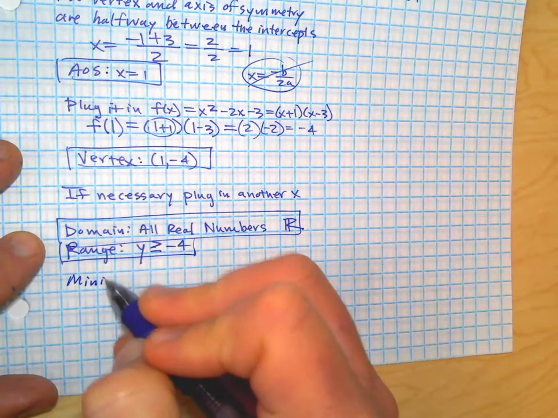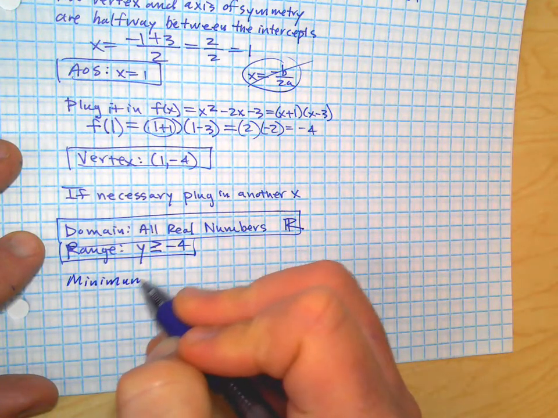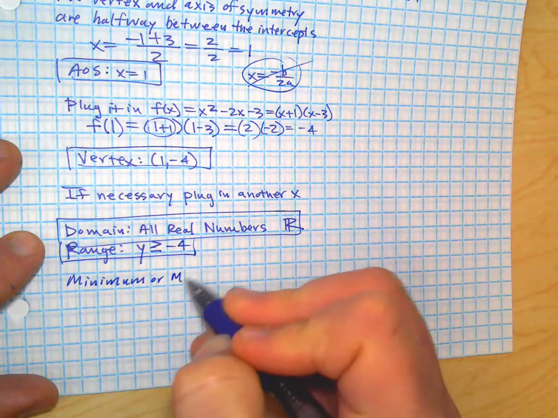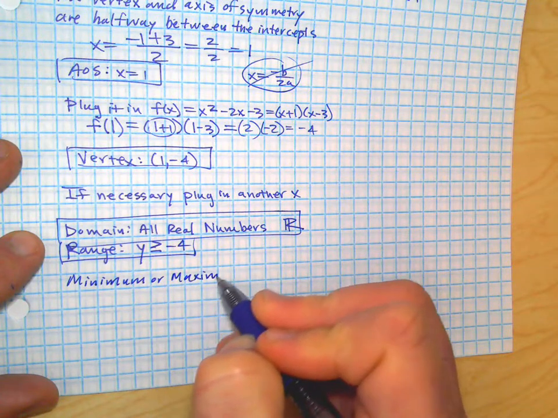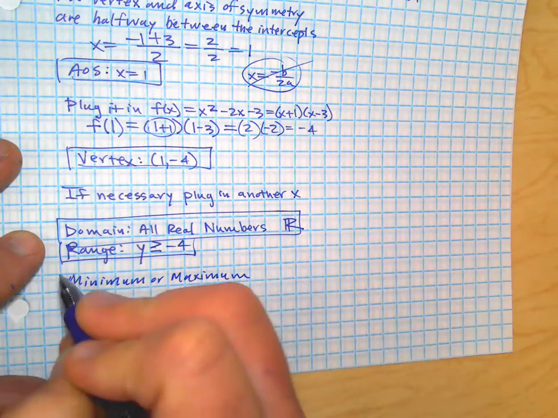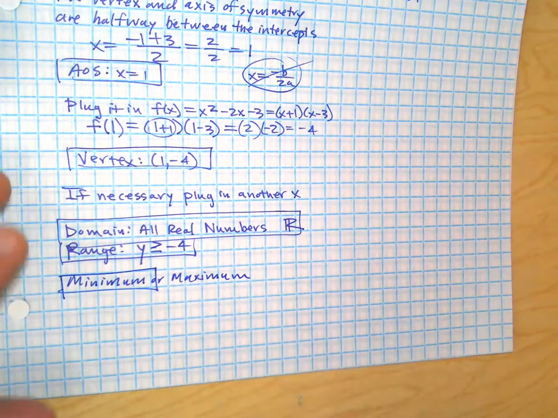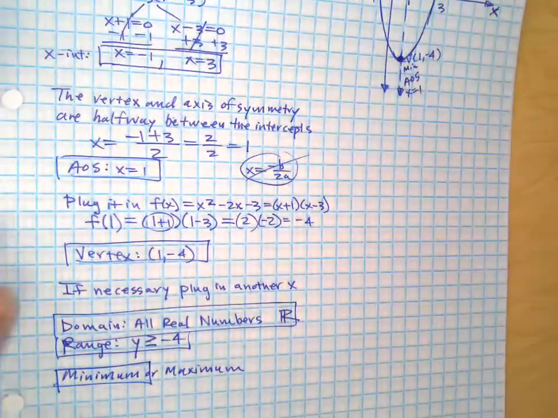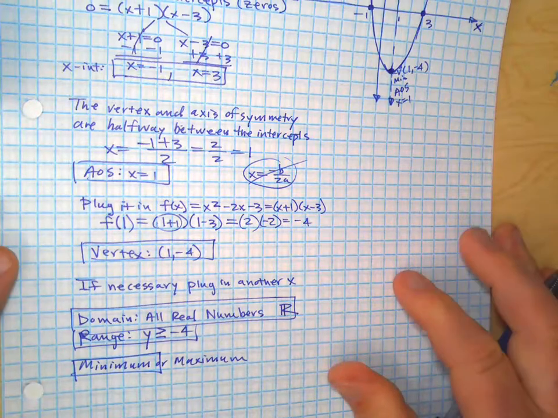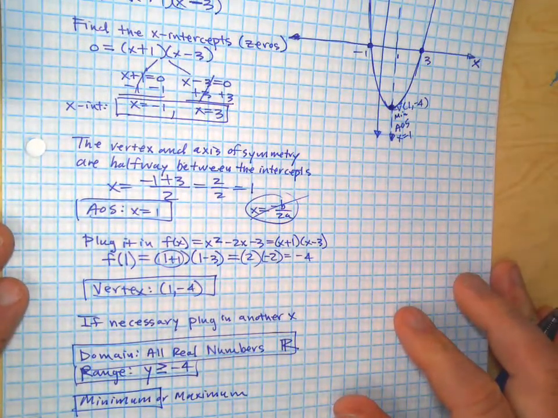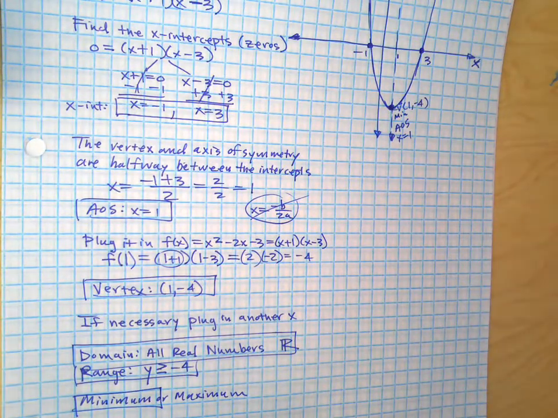And then we could answer the question too. Is it a minimum or maximum? This is the lowest point in the graph, so it's a minimum. So that's what we're doing. Just a lot of the same kind of stuff, but a little different approach. So let's do another example like that.